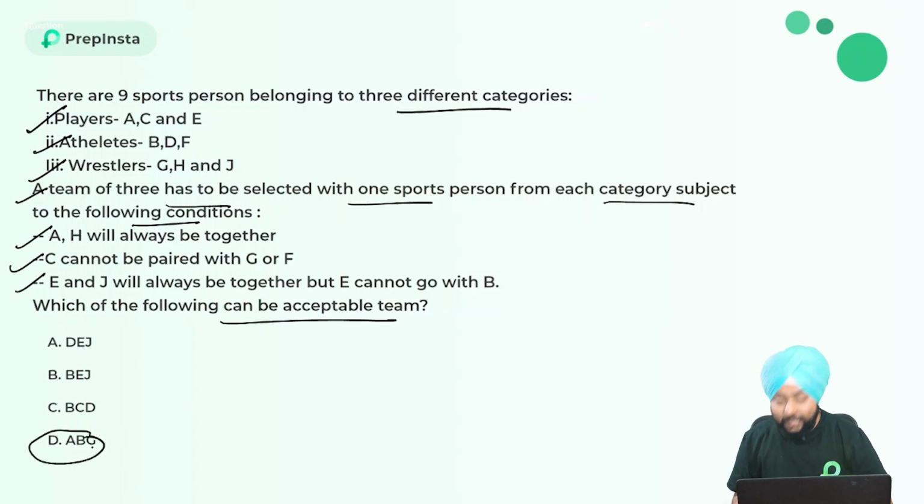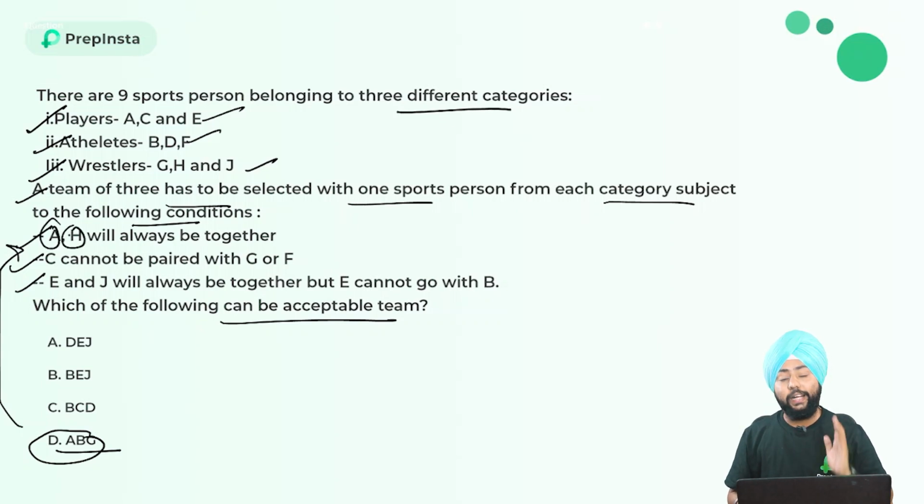D is saying A, B and G. Now check our conditions. A is from players, fine. B is from athletes and G is from wrestlers. I want one person from each category, and that is there. Let's see the other condition. A and H will always be together, but here it's A, B and G. So A and H should always be together. That's why I can directly say this answer is wrong, because A and H should be together.